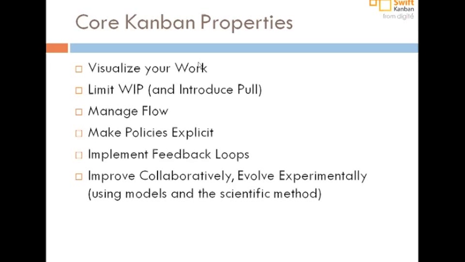Kanban has 6 core properties. The first one says visualize your work. And this is a key aspect of Kanban, that you can visualize the entire value stream or the entire workflow through which your work passes as value gets added to it.